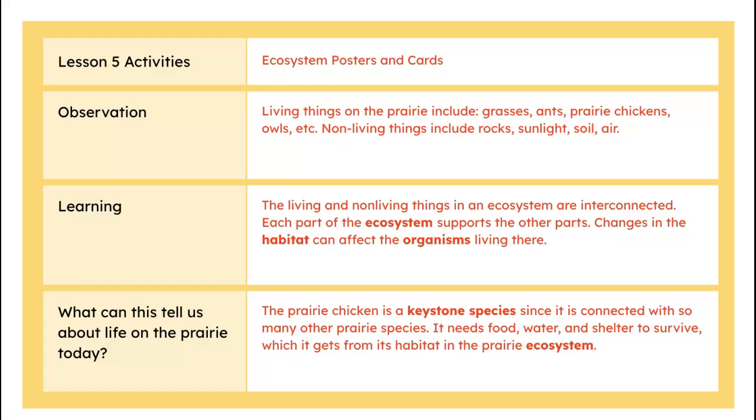By the end of the discussion, students should understand that the prairie chicken is a keystone species, since it is connected with so many other prairie species. It needs food, water, and shelter to survive, which it gets from its habitat in the prairie ecosystem.